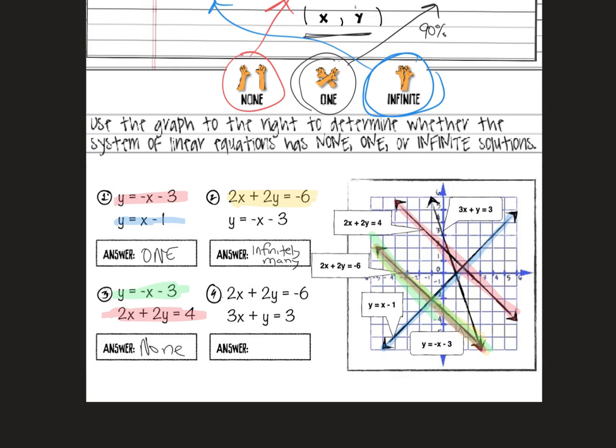Last one, I'm going to use a blue highlighter, I guess. 2x plus 2y equals negative 6. Well, that's been highlighted a lot of times, but here's that one right here. And then 3x plus y equals 3. That is here. You can see these lines clearly intersect, so we can say that this is the situation where there's one solution.